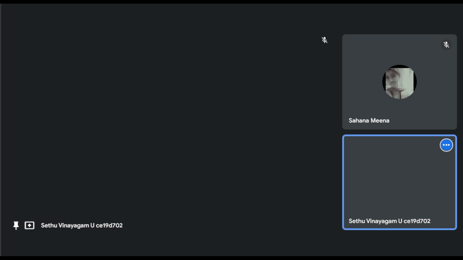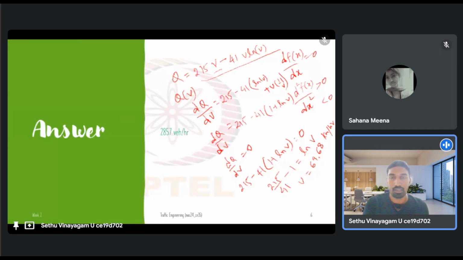Okay, so when v is 69.68, the differential of q with respect to v is 0, right? So this is the point of inflection. So q could be either a maximum or a minimum at this point. You can double check this by differentiating again with respect to v, and you will see that it is less than 0, which means this is the point where q will be maximum. Okay, is it clear up to this point what we have done?